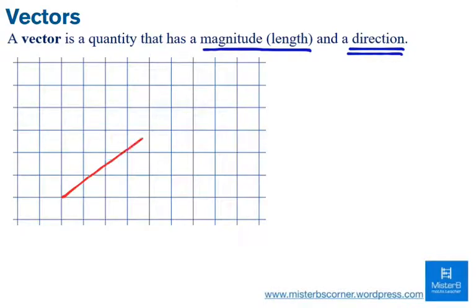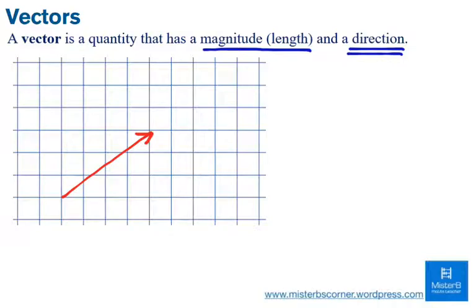So if I draw a line like this, it has a length, but in vectors it has a direction to it. It could be like this, or the same length could be in this direction. So these two are different vectors. We can express vectors by column vectors.